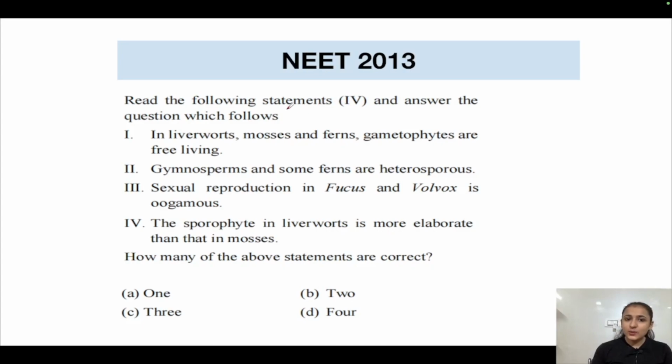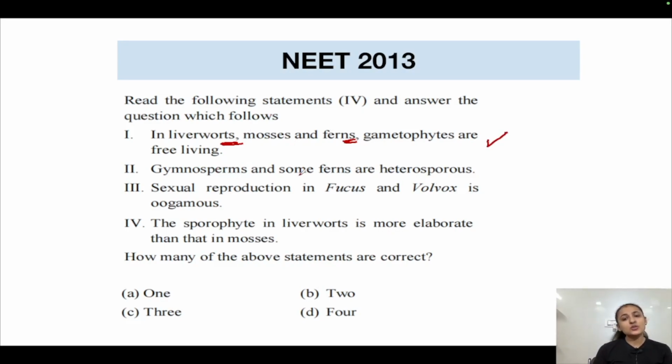Neet 2013 का question है, read the following statements and answer the questions which follows. Statement 1 is saying in liverworts, mosses and ferns, gametophytes are free living. Liverworts and mosses हमारे bryophytes हैं, ferns हमारे pteridophytes हैं. Bryophytes and pteridophytes दोनों में ही क्या होता है? Gametophytes हमारे free living होते हैं. Yes, so this statement is correct.